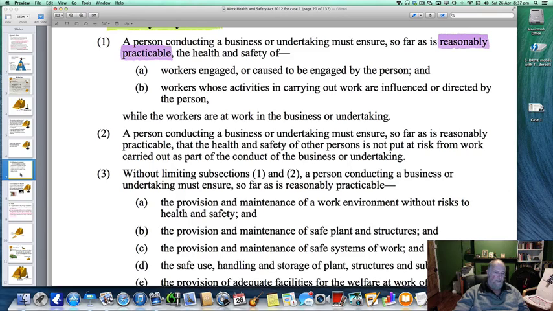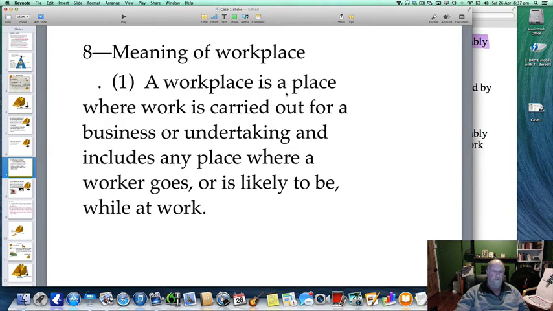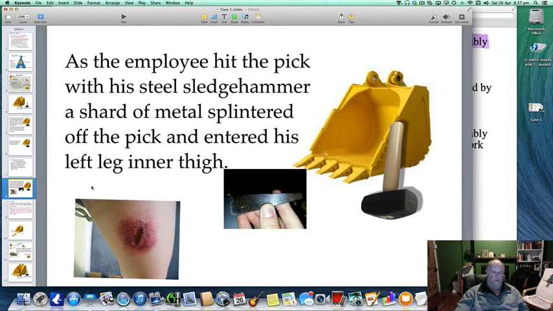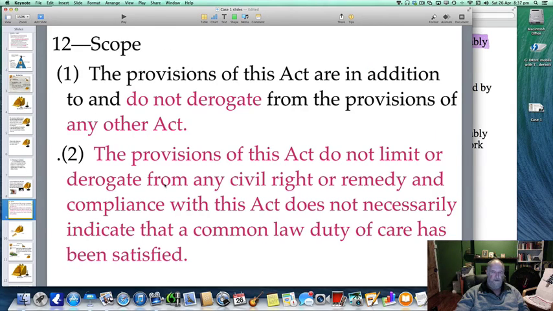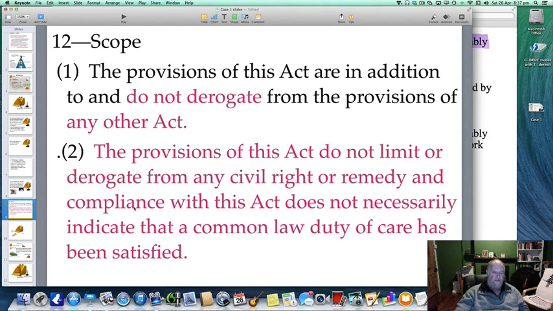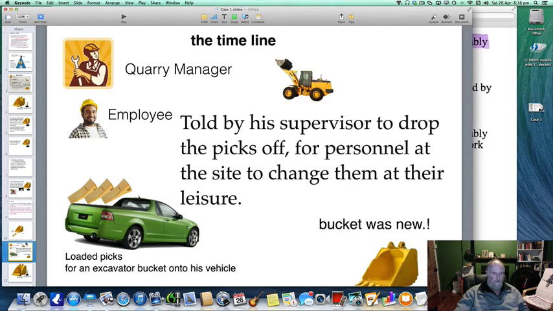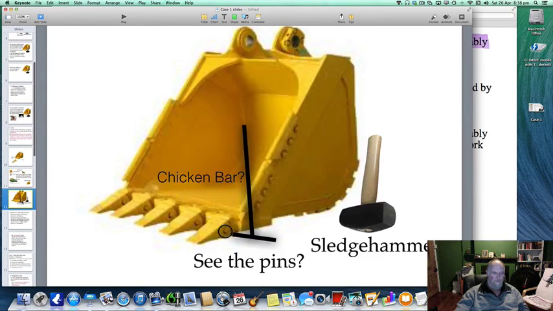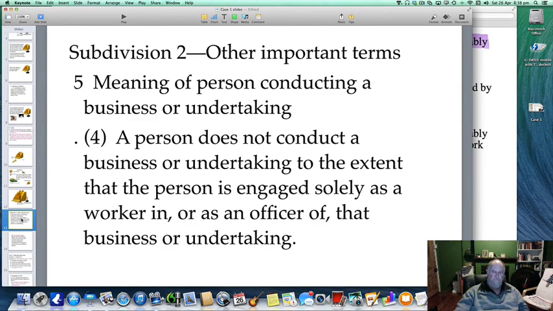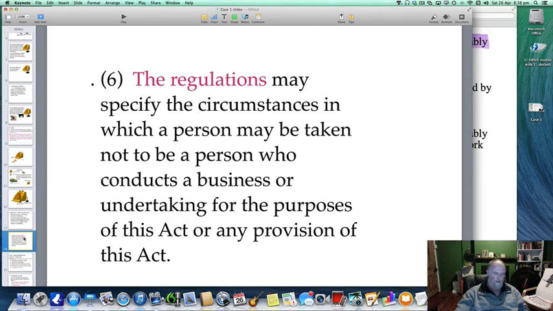Essentially, let's go back to the case, right? It's a workplace. We know that. We don't have to worry about that. We know what happened. We know that the Act, this one says the provisions of this Act do not limit or derogate from any civil right or remedy. We know what the PICs look like. We know what the timeline looks like. We know how they made the change. Meaning of a person conducting a business, yes, it comes under that. It's definitely because he's conducting a business.